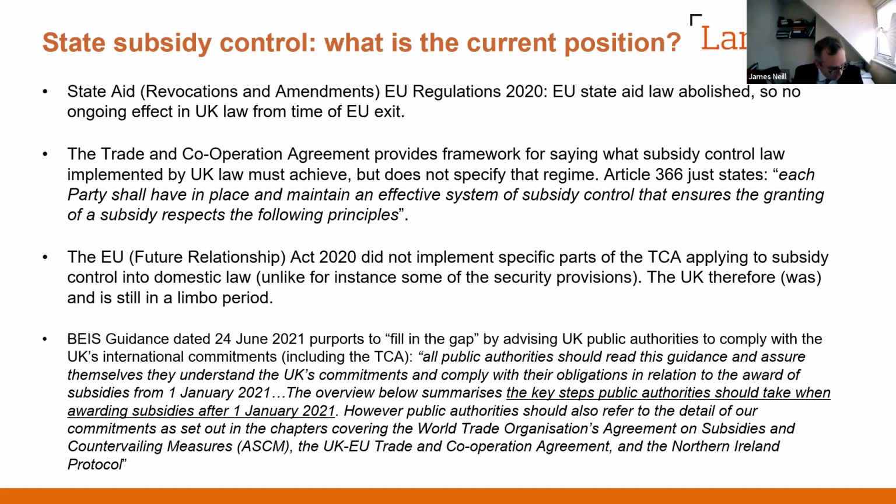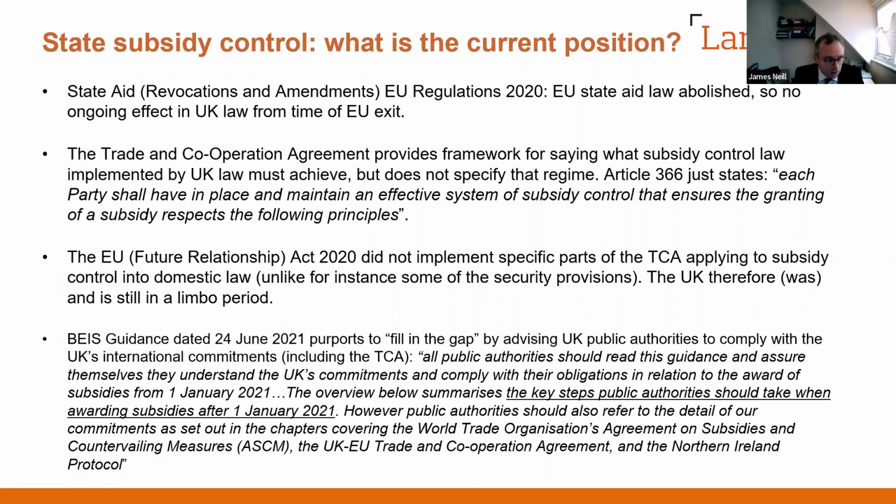The EU Future Relationship Act 2020 didn't implement specific parts of the TCA applying to subsidy control into domestic law, unlike some other provisions, like, for example, the security regime. The UK, therefore, was, and in fact still is until the Act comes into force next month, effectively in a limbo period with no domestic regime governing subsidy control.